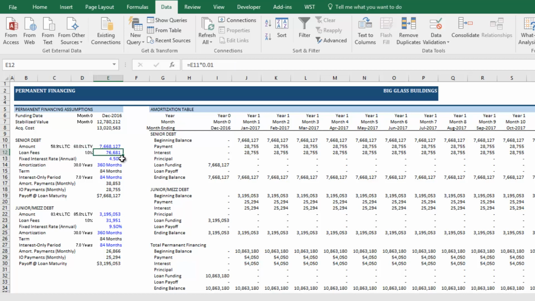Next, we have loan fees. The default is just to multiply your loan amount by some percentage that you choose, in this case, 1%. And then it tells you here to the left what percentage of your loan amount the loan fees equal.